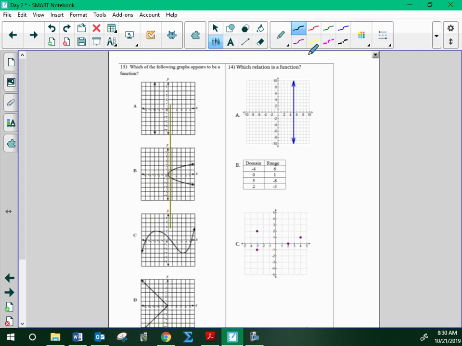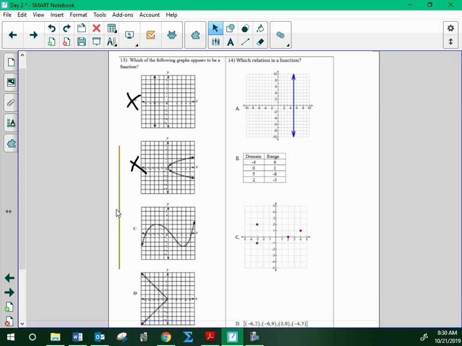Let me go ahead and mark these. So not A. Again, with B, we can see it hits there and there. So two spots at the same time, so it's not B. Our goal is that it hits only once.